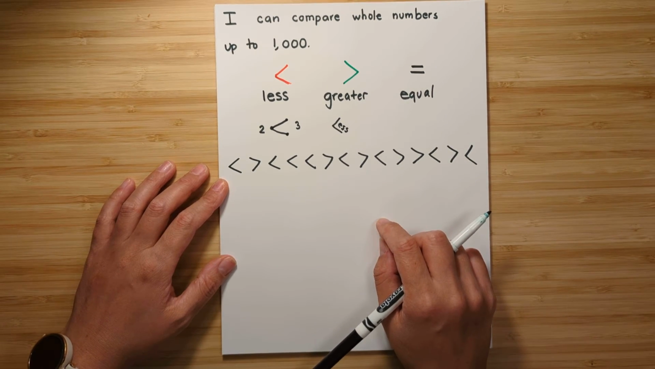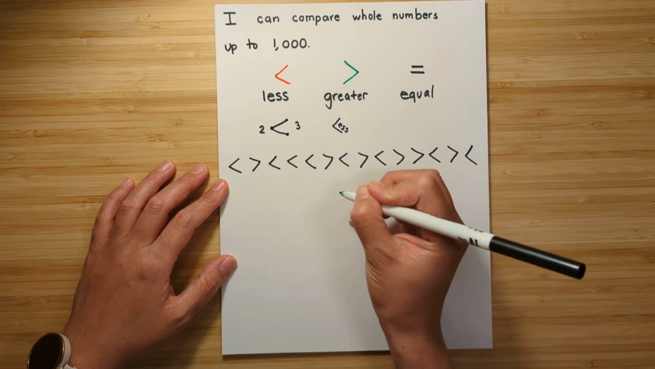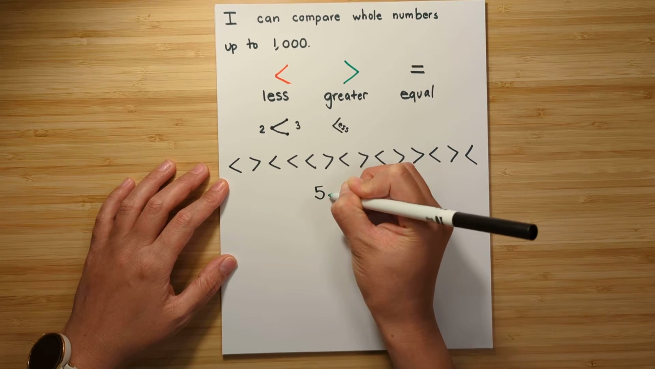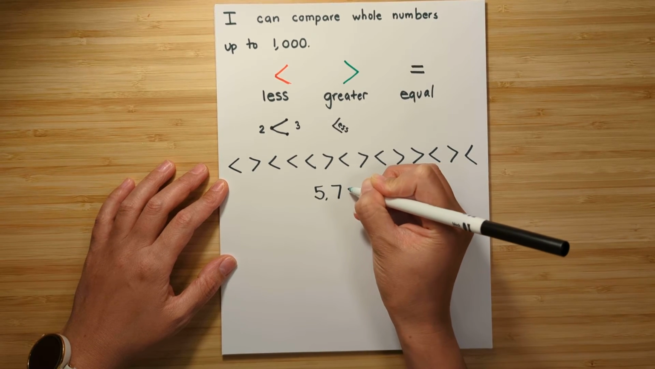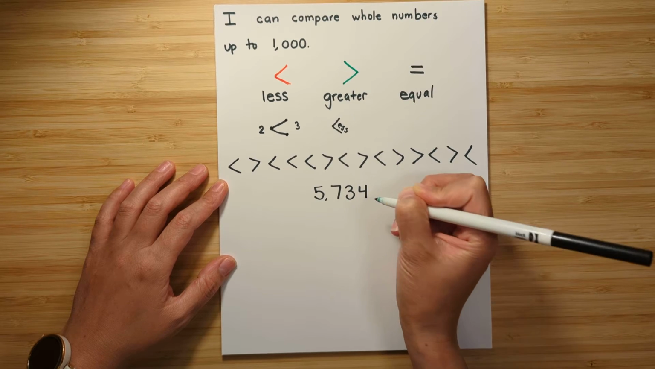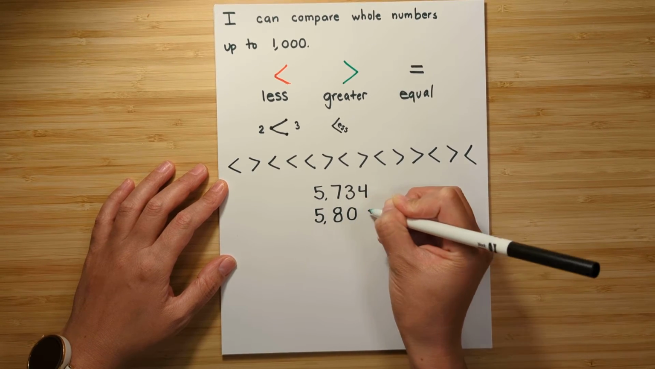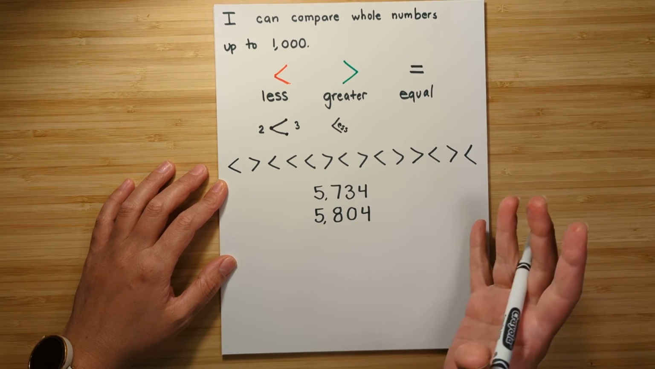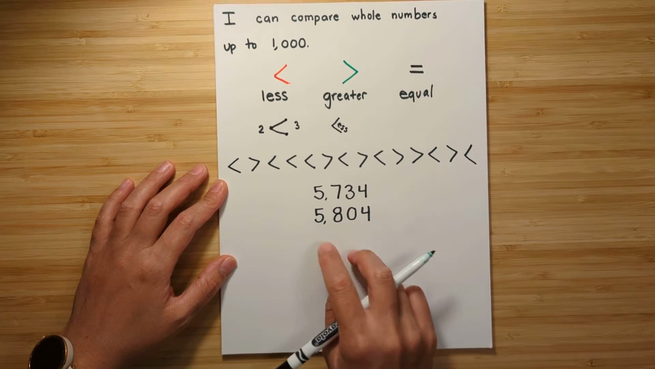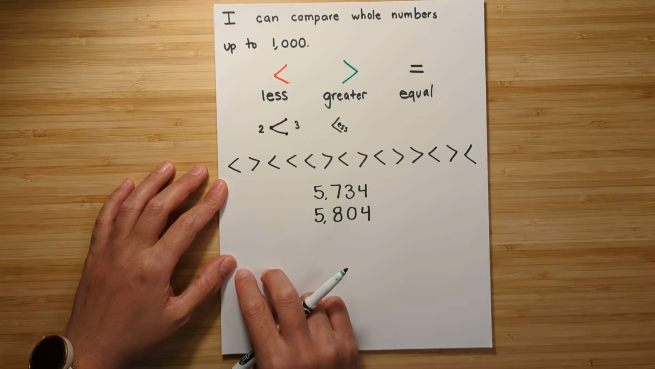All right, let's compare the two values 5,734 and 5,804. Now, the most important thing when you're comparing two values is to line up the place value.